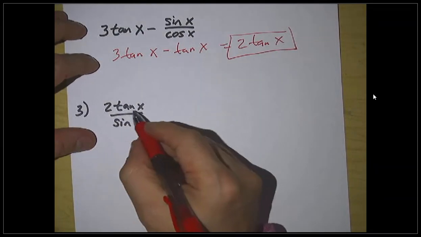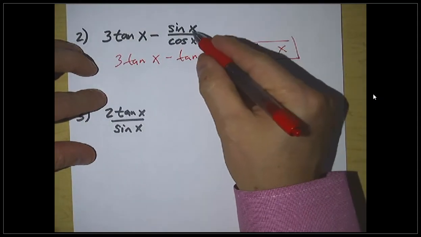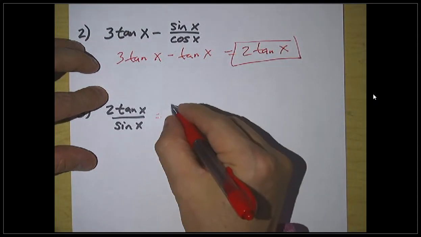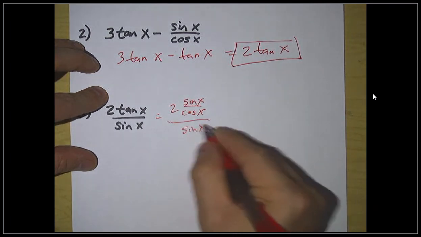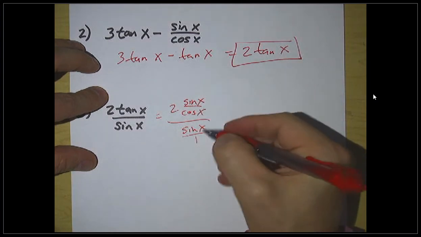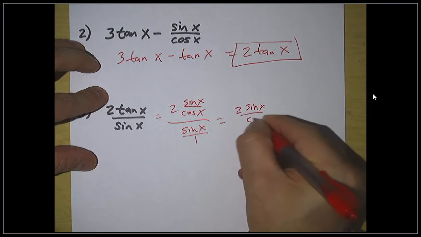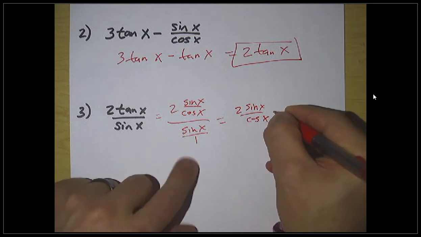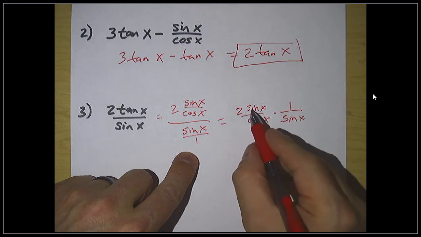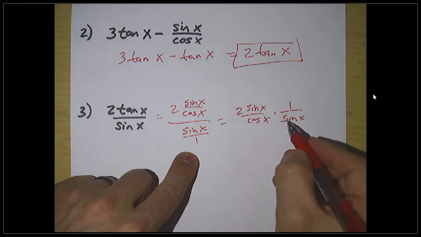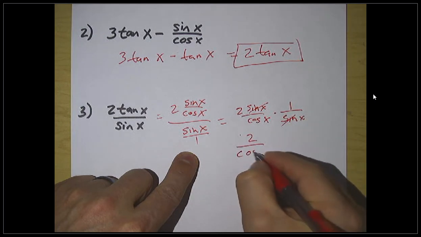The next problem, I have 2 times tangent of x over sine of x. I'm going to recognize again that tangent of x is sine of x over cosine of x. That's going to give me 2 times sine of x over cosine of x over sine of x, which is the same thing as sine of x over 1. So we have a fraction divided by a fraction. We'll rewrite this as 2 times sine of x over cosine of x times the reciprocal of 1 over sine of x. We can now eliminate sine of x over sine of x, that's just 1. That leaves me with 2 over cosine of x.